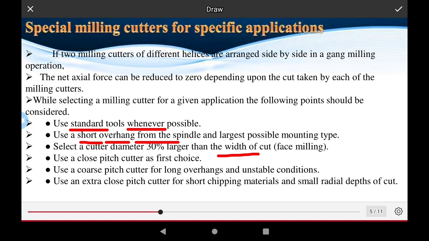Okay, and use extra close pitch cutters. Okay, some of the cutters are used with extra close pitch for short chipping materials and small radial depth of cut of the workpiece of the machines. Okay, the cutting operation forms short chips of the milling cutters and small radial depth of cut, each performed in the operation of the milling cutters.